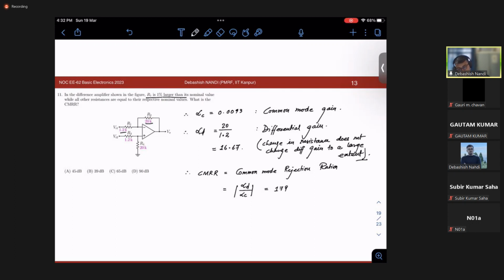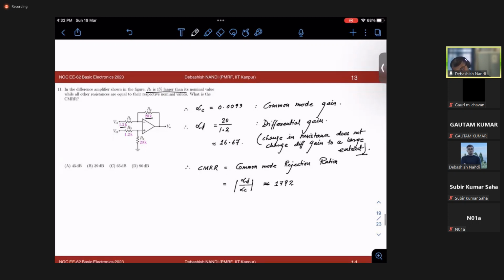So this is nothing but a voltage gain. So what is the formula of dB? So let me write it in this way. CMRR in dB is equal to 20 log base 10 of CMRR, right? That is 20 log 10 of 1792. So log of it, into 20, will come out to be 65.067 dB. Okay, so your answer would be C.